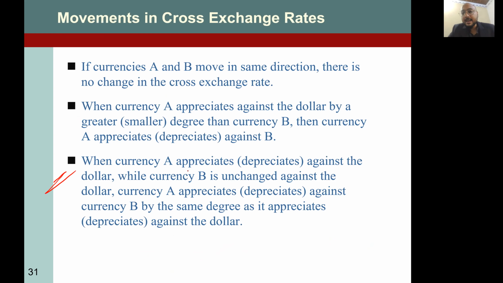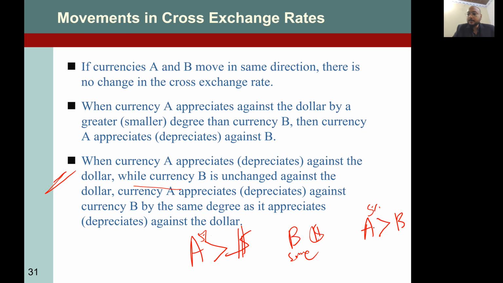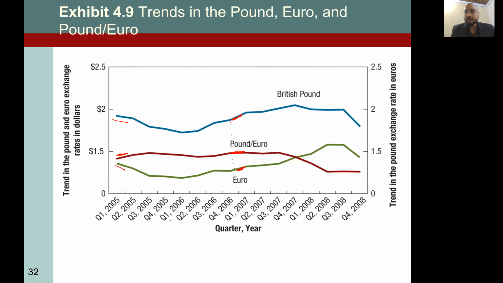See, when currency A appreciates against B while B is unchanged, if A appreciates to the dollar by 5% and B does not appreciate against the dollar, remaining the same, then A appreciates 5% against B currency as well. Same degree. So this is like a multiple choice or true false question I'm going to be asking in our exams or quizzes.